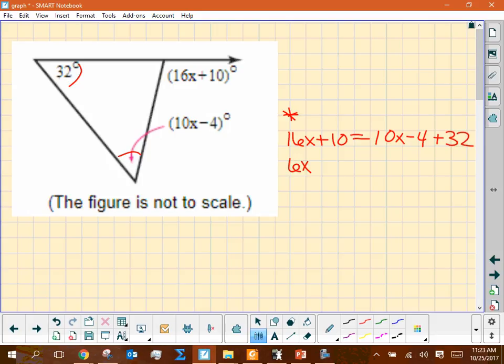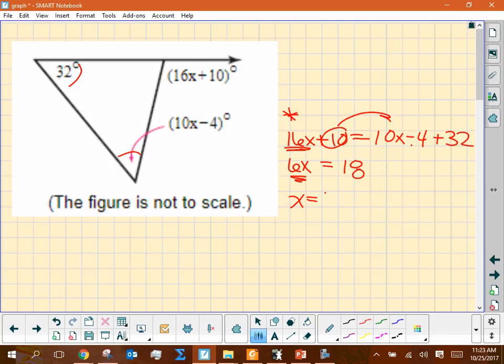Well, careful. You could do that, but why add 4? Oh yeah, you can just subtract the negative. Right, I want to isolate my x's, so I'm going to move this 10 over to that side. And I've got negative 4 plus 32 over there, right? So negative 4 plus 32 is 28. Remove another 10, 18. So it gives me 18. So x ends up being 2.